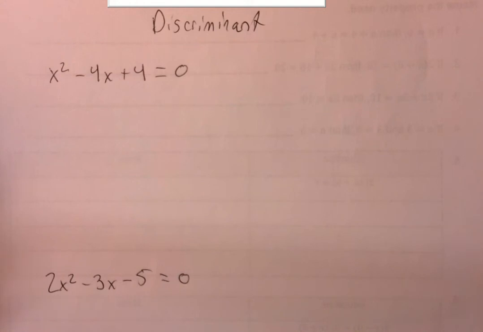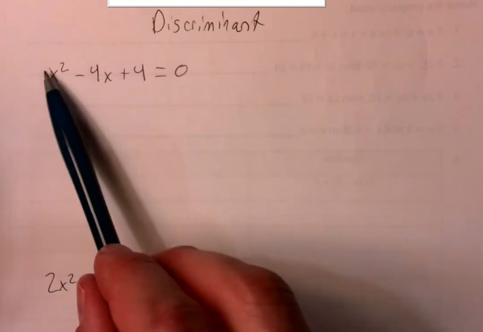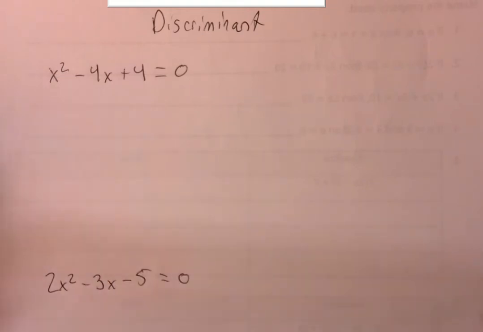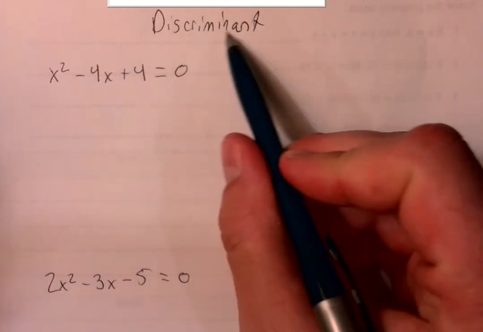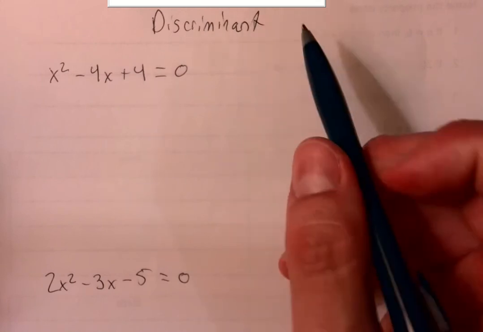Alright, so what I want to do is talk about how to solve a quadratic. And again, a quadratic is where the highest exponent is 2. But how to solve it using the quadratic formula. But before we actually get into the entire formula, I want to talk about something called the discriminant. And I probably spelled that wrong, no big deal.